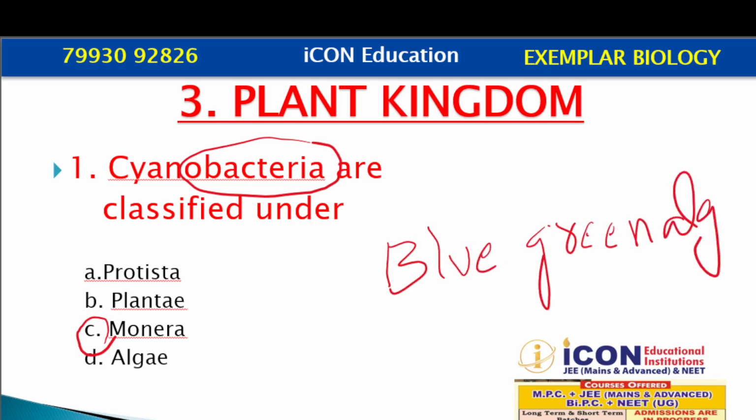algae. Cyanobacteria are also called blue green algae because they have the chlorophyll pigment which is similar to the higher plants. So you should not go with option D, algae, as the name blue green algae is a common name given because of the pigment present in them, and they are autotrophic. So cyanobacteria are classified under the kingdom Monera. The correct answer is option C, kingdom Monera.